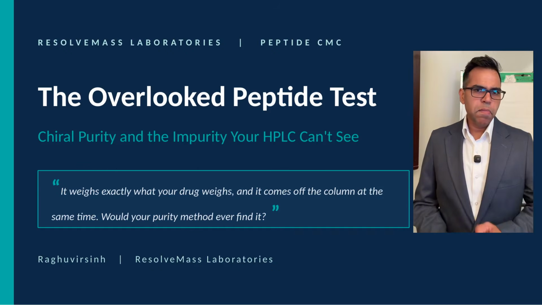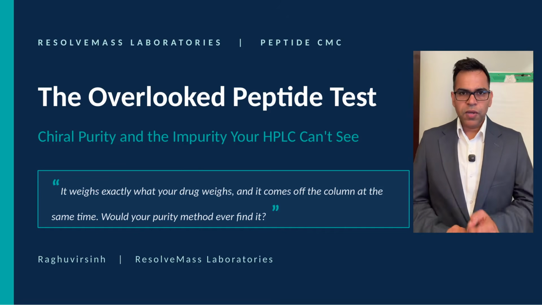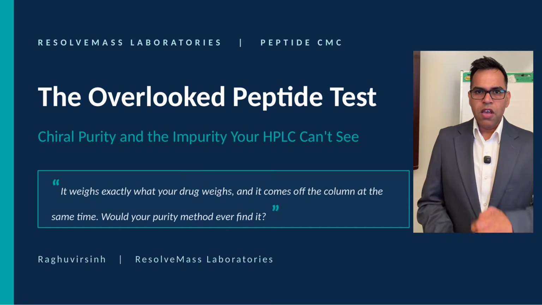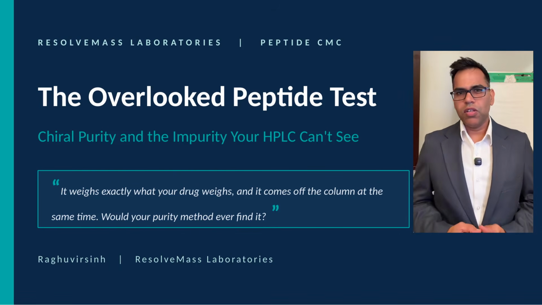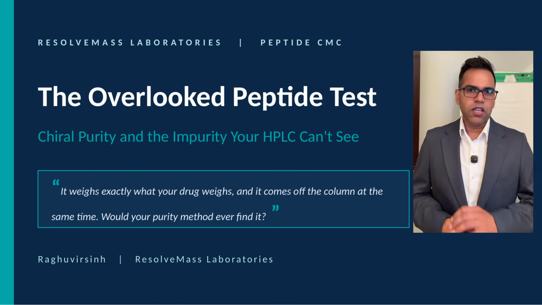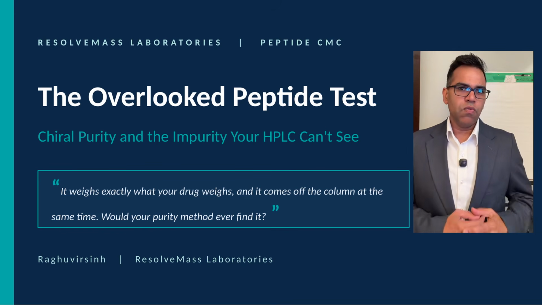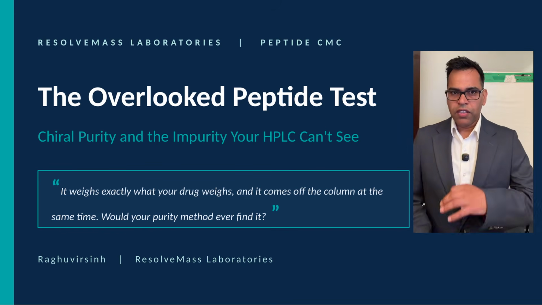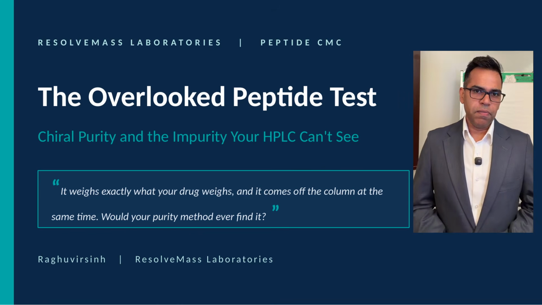Your peptide came back at 99.5% purity, the mass spec confirmed molecular weight, every release test passed, and there is still a molecule in that vial that a reviewer can ask you to justify, because it weighs exactly what your drug weighs and it comes off the column at the same time.